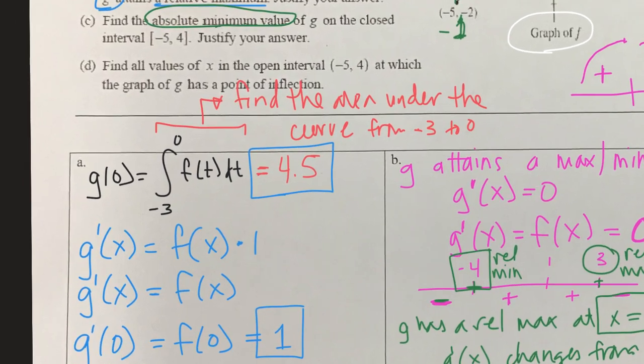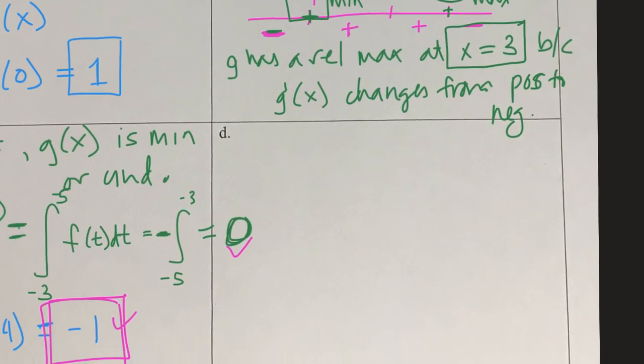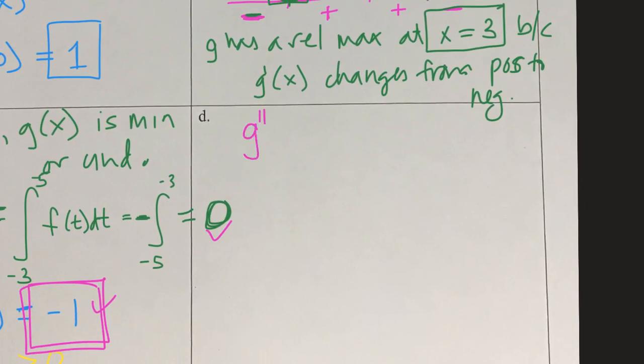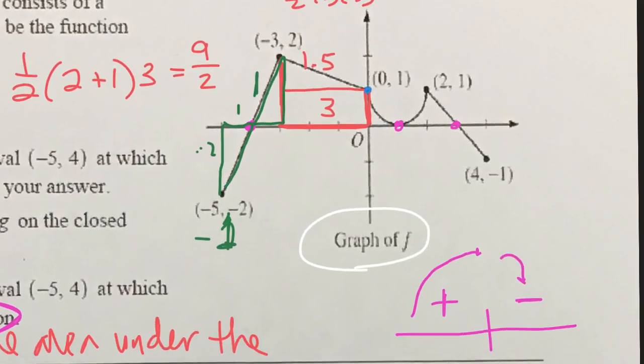Okay, so the last one is part D. Find all the values where we have a point of inflection. Okay, so we need to know that for a point of inflection, we're looking at the second derivative of g. Okay, and the second derivative of g is the first derivative of g prime. The second derivative of g is the first derivative of f. Okay, so we're just going to look at the slopes and figure out where our slopes are 0 or where our slopes are undefined. Okay, we need to check all these in a sign analysis. So let's come up here and figure out where our slopes are 0 or undefined.